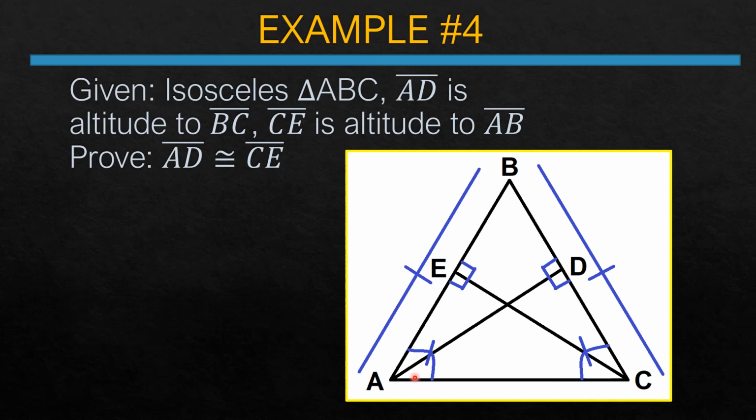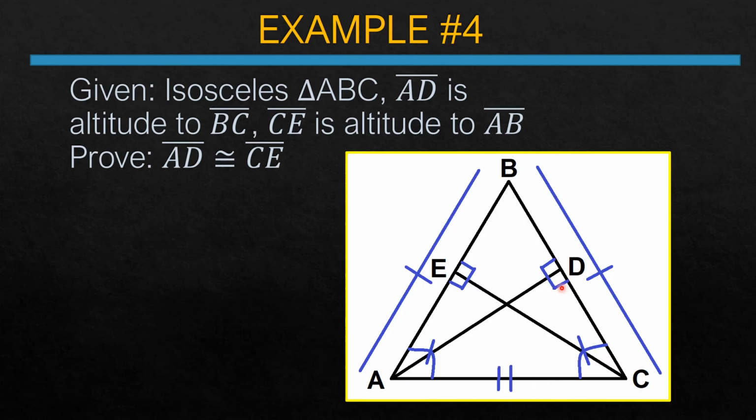So again, we consider triangles AEC and CDA. Notice that there are two corresponding parts congruent. These are overlapping triangles, so you can see these parts and these parts. Line segment AC is a common side, as you can see. So we can say that line segment AC is congruent to itself by reflexive property. How many parts do we have now? There are 3 parts, so we can prove that triangle AEC is congruent to triangle CDA. And by CPCTC, we can prove that line segment AD is congruent to line segment CE.